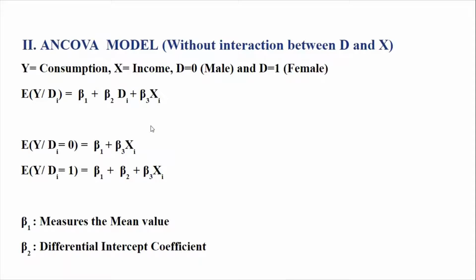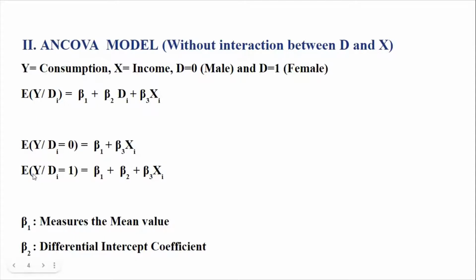Okay, now how can we find out the values for the dummy variables? So the expected value of y for given di equal to 0, that is for male, would be beta 1 plus beta 3 xi. So if you put 0 over here, this would be equal to beta 1 plus beta 3 xi.